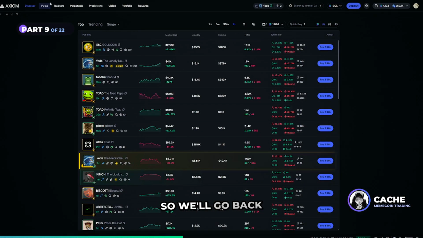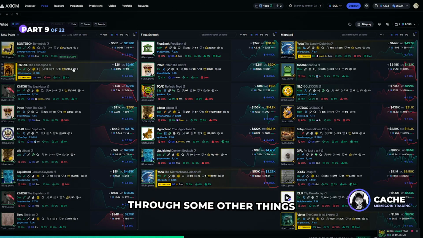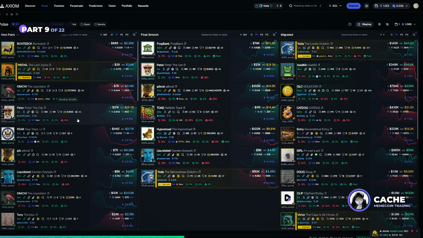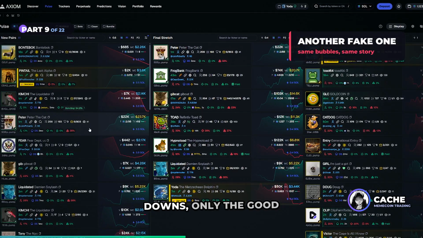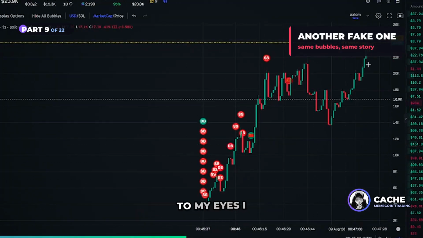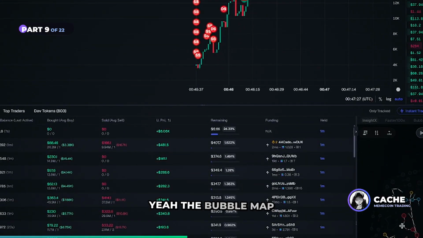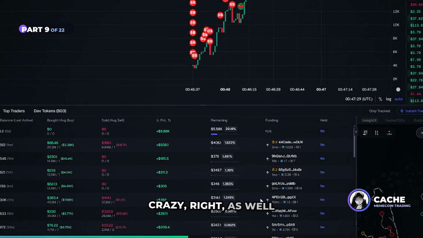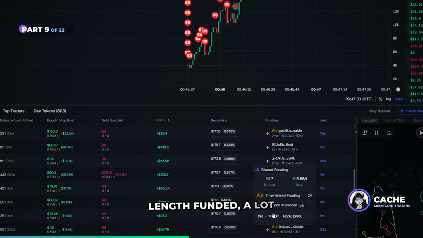So we'll go back over to Pulse. I'm going to try to go through some other things as well. A lot of these are quick ups and downs. Only the good ones really go through. Again, this is a fake chart. To my eyes, I can totally see. Even though the bubble map is actually kind of crazy, right? As well, you can see a lot of those time linked funded wallets. A lot of them in here.